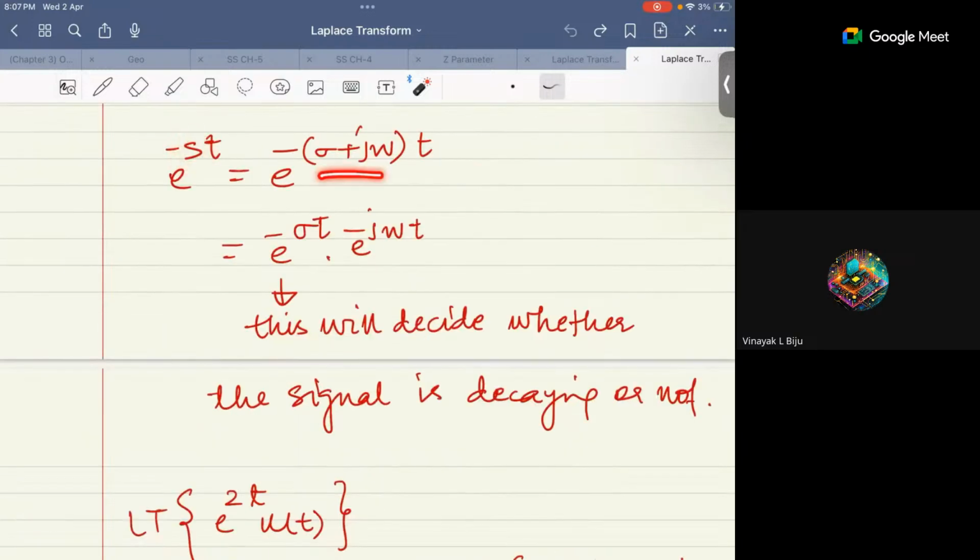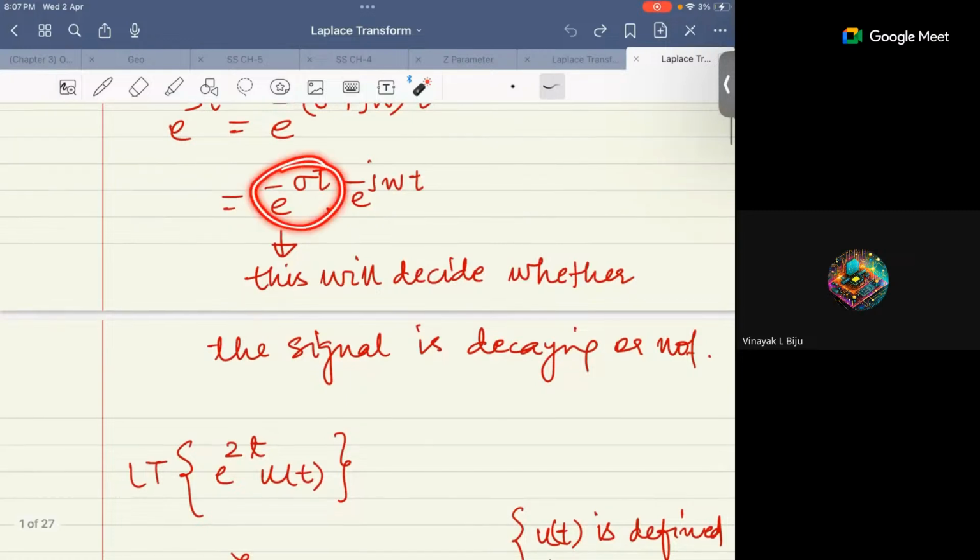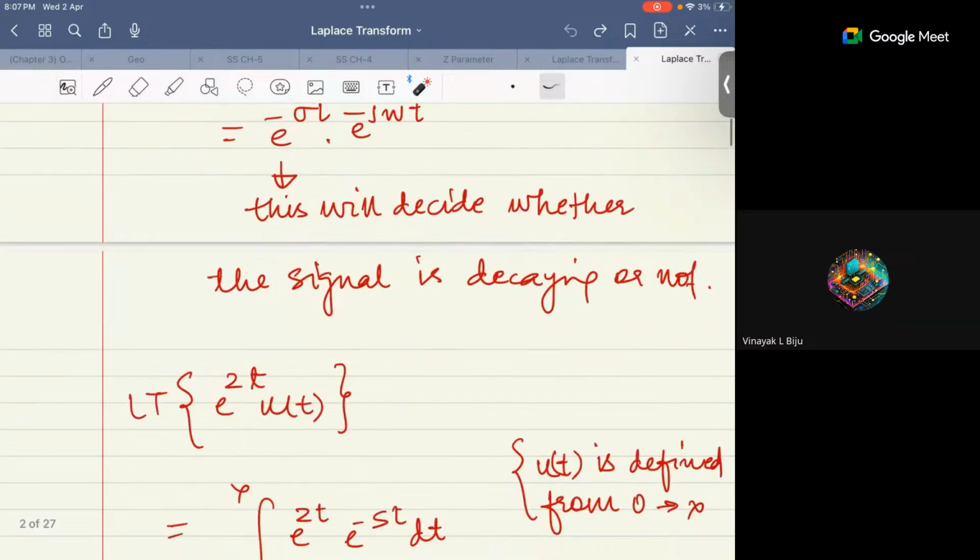S is generally equal to sigma plus j omega, right? This helps us make any unbounded signal a bounded signal. This exponentially decaying function helps you, right? It will decide whether the signal is decaying or not. And if sigma is greater than zero, there will be a decaying function. You already know that e to the power minus at, where a is greater than zero, is a decaying function. That will help you make the whole signal a decaying, stable, or bounded integrable function, right?